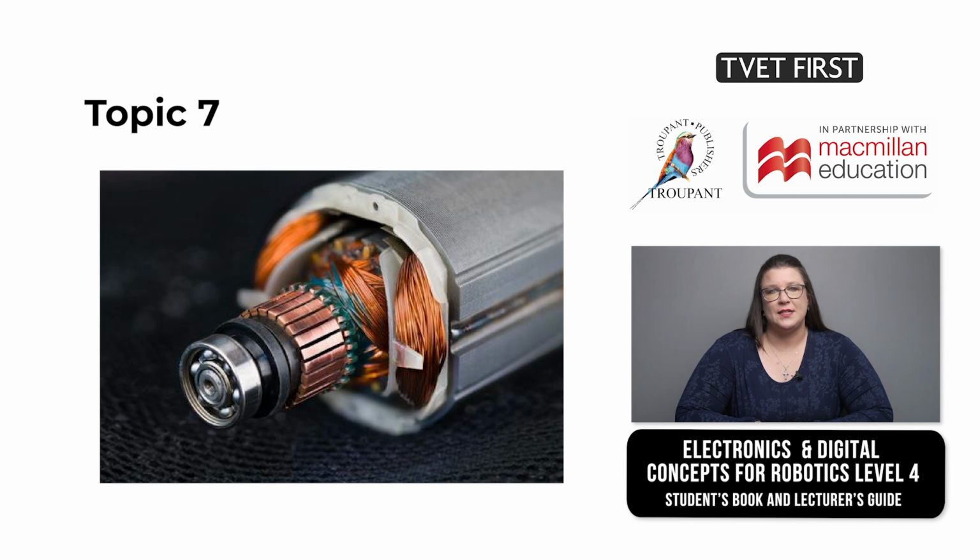Topic 7 covers DC and AC machines. Electric motors convert the electrical energy that powers a robot into mechanical energy, which then allows the robot to perform its tasks. DC machines play a significant role in robotics because they are so reliable, simple, and versatile. A 3-phase induction motor is used where small and medium-sized AC motors are needed.